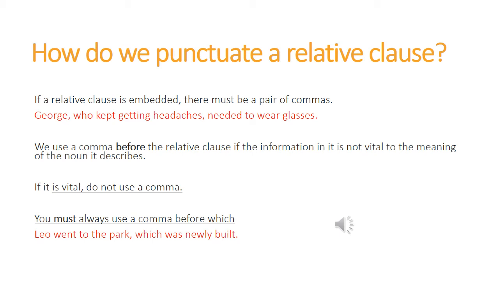We also use a comma before the relative clause if the information is not vital to the meaning. If it is vital, do not use a comma. Something you have to try and remember is that if you use the relative pronoun which at the end of your sentence, you must use a comma. For example, Leo went to the park, comma, which was nearly built. So if you're using the relative pronoun which at the end of your sentence, you must have one comma before it.